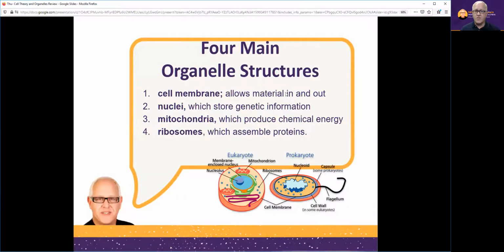Now the four main structures, let's do a review on this. The cell membrane, which allows materials in and out of the cell and in and out of the individual organelles. Organelles, not organizes. The nuclei, which store the genetic information, the mitochondria, which produces the chemical energy, and the ribosomes, which assemble the proteins. So there's four main organelle structures, and all the other organelles help them do their jobs.